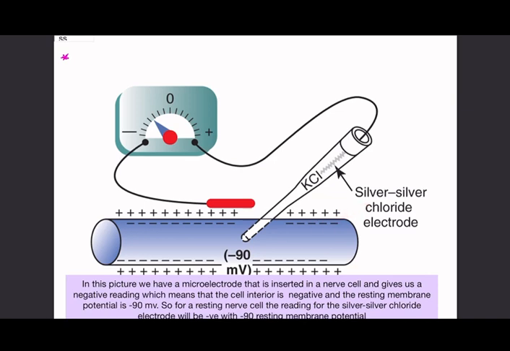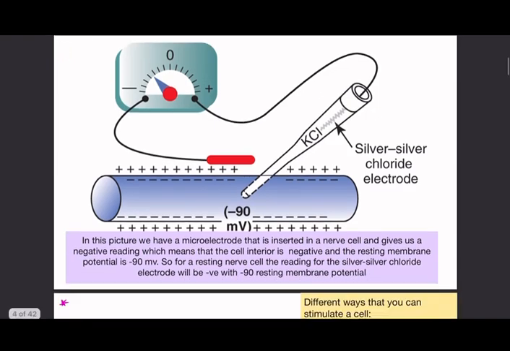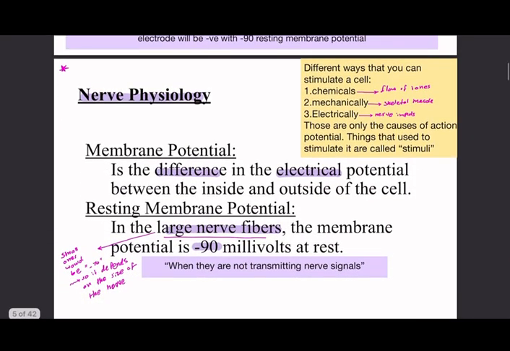So when you insert an electrode, it's gonna show that the interior of the cell is negative. Regardless of what cell it is, the interior of the cell would be negative and the outside would be positive. So the membrane potential is actually defined as the difference of the electrical charges between the inside and the outside of the cell. For the resting membrane potential, it really depends on the size of the nerve fiber itself.